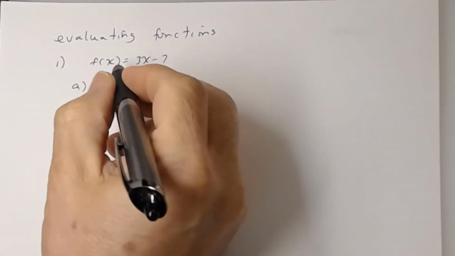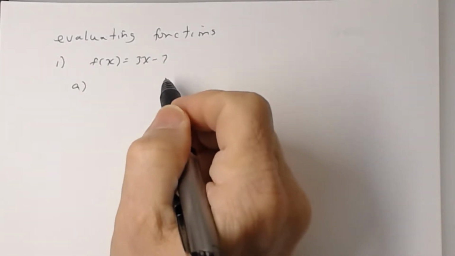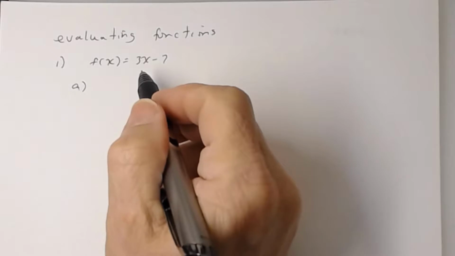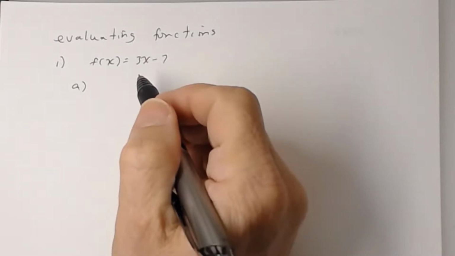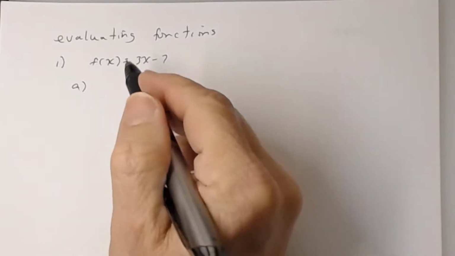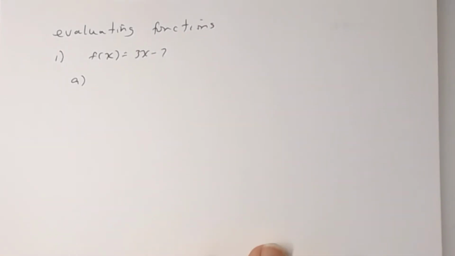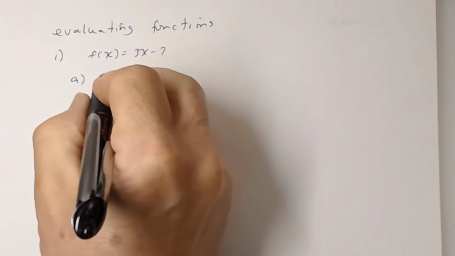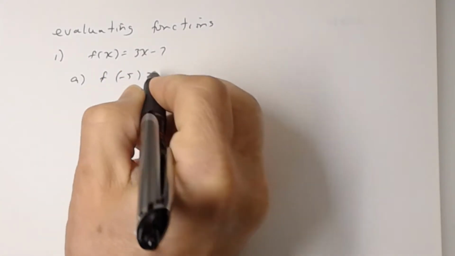So my function is represented as 3x minus 7. And what kind of function is this? Is this linear, quadratic? Linear. All right, it didn't matter if you knew whether it was linear or not with respect to what we're about to do, but you do need to know what kind of functions you're dealing with. So if I want to find f of, let's say, negative 5, what did you do in a previous course?